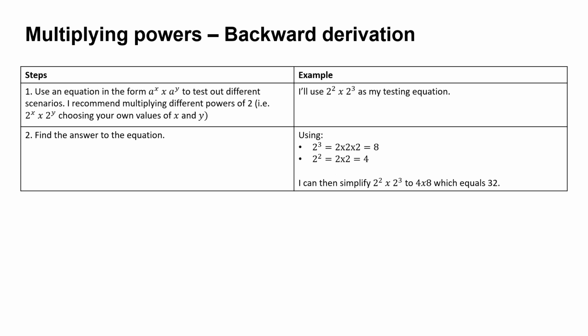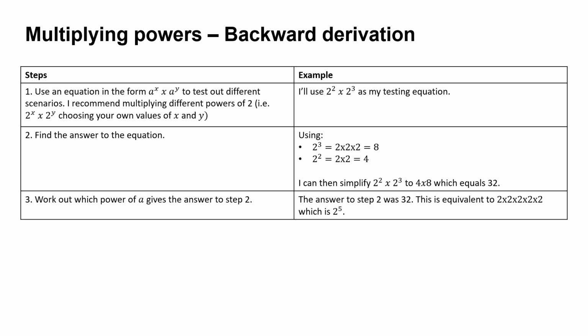The next step is we need to find out what the answer to this equation is. So there's a reason I've chosen something like 2 squared times 2 cubed, because obviously for larger numbers this wouldn't be practical, but we're just trying to prove what the rule is. So we know that 2 cubed is 2 times 2 times 2, so we can just work that out to be 8, and we know that 2 squared is 2 times 2, and this is just 4. So the answer to the question, what is 2 squared times 2 cubed, is 4 times 8, and this equals 32.